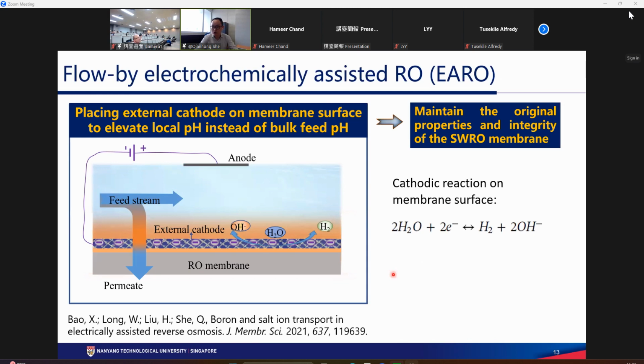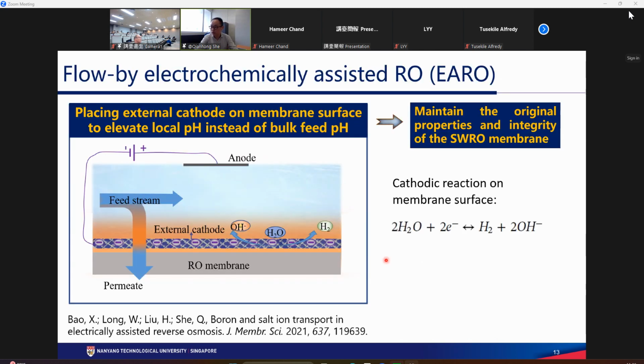Actually, if we further look at this system, there's some problem. We have to admit, on the feed side, why is the energy consumption very high? Because the applied electric potential is not sufficiently used to elevate the pH. In this system, the cathodic stream and the anodic stream are on the same side of the membrane. In the electrochemical reaction, there's mixing between the cathodic stream and the anodic stream. Due to the mixing, the hydroxide ion will be consumed by the products produced in the anodic stream. So the pH will not be sufficiently elevated. You have to apply a very high voltage to elevate the local pH on the surface. This will increase the energy consumption.